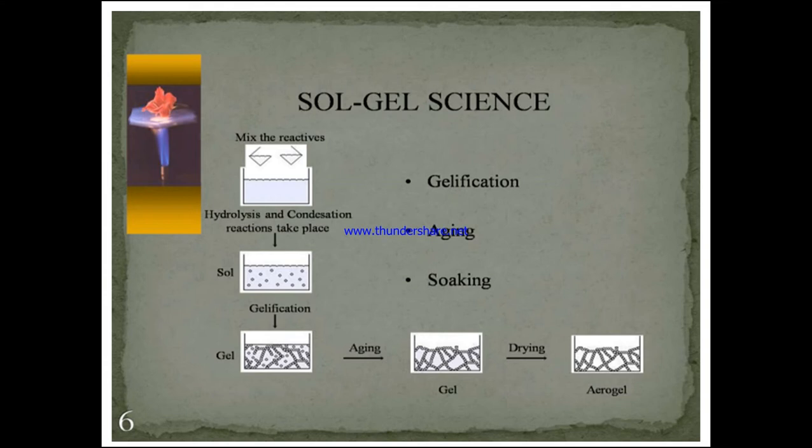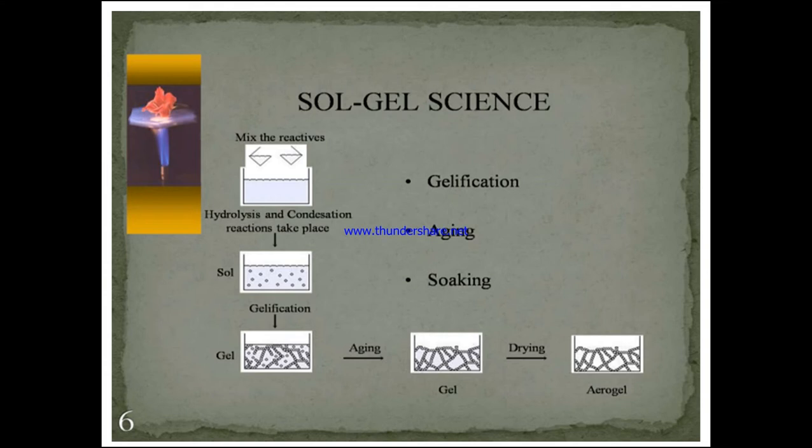So to get the gel, that is jellification. Jellification is a process where the sol is kept undisturbed. The sol we get, that is a metal hydroxide solution, that is a colloidal suspension.